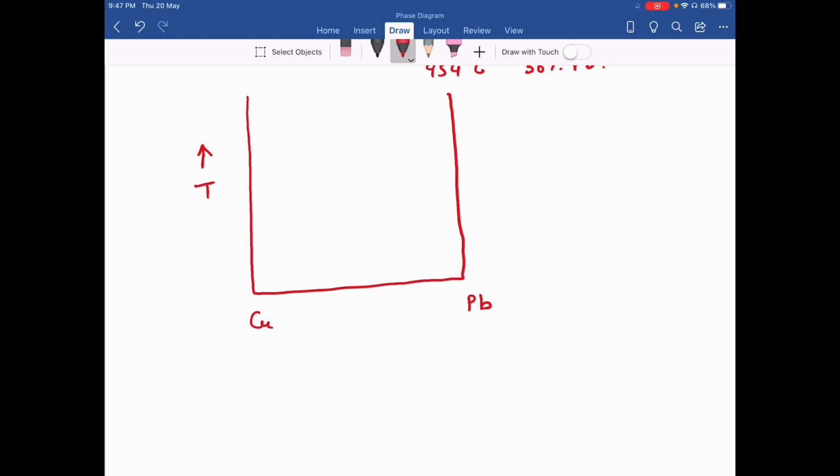So I have one line over here. This point is something like this. This point is at 36 percent. Along this I have the weight percentage of lead.